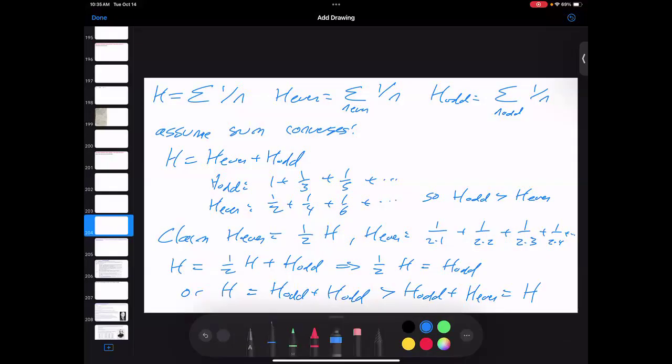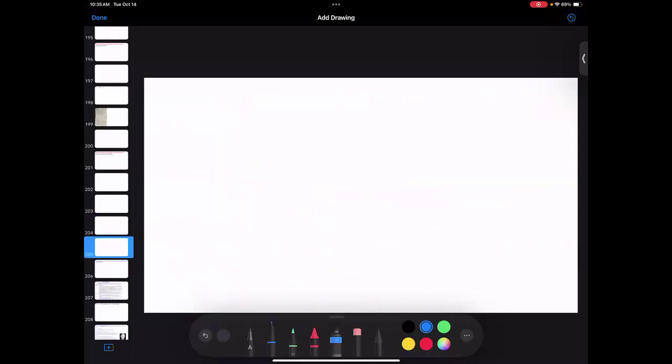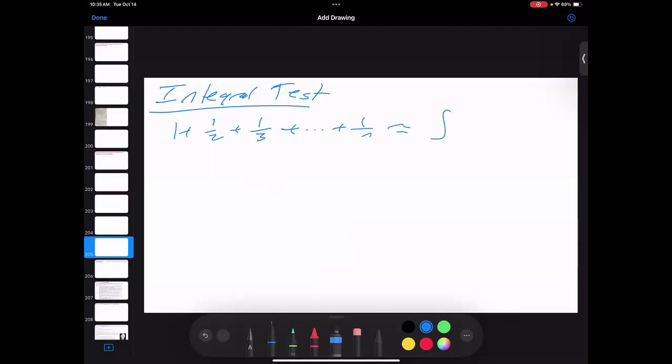And then I'll do one last proof of this important result, the integral test. And this actually gives you an idea of how quickly it grows. 1 plus 1/2 plus 1/3 plus 1 over n is approximately the integral from 1 to n of 1 over t dt. Do you remember the integral test from calculus?